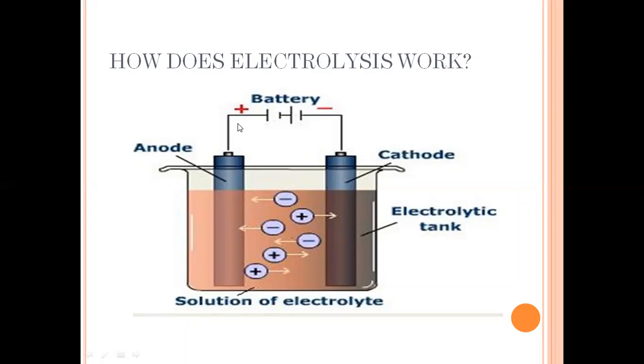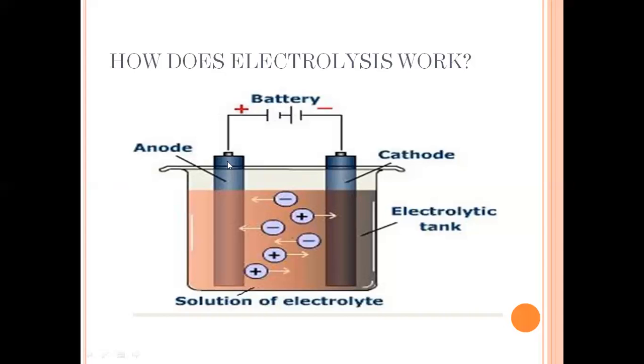When we attach the battery with positive and negative terminals, what happens? Then negative ions go to the anode and positive ions go to the cathode. What happens at the anode actually? When negative ions are attracted to the anode, they lose their electrons. The anode gains their electrons. Negative ions come to the anode, lose their electrons and may deposit or become an atom or molecule.